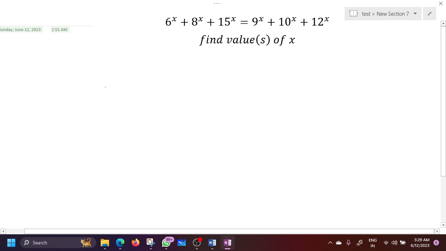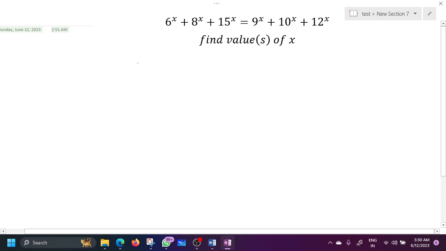Welcome everyone. We have this good problem on exponents, and it's more of a conceptual based problem. In the later half of the problem, we have concepts based on it. We will solve the problem.